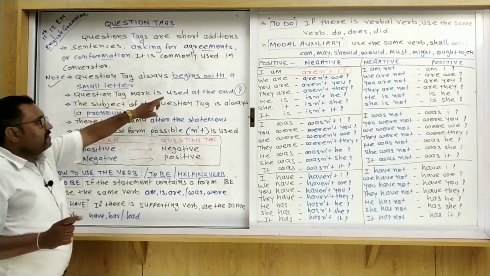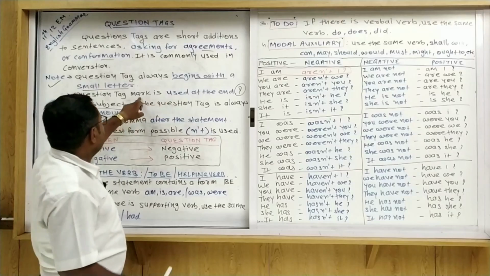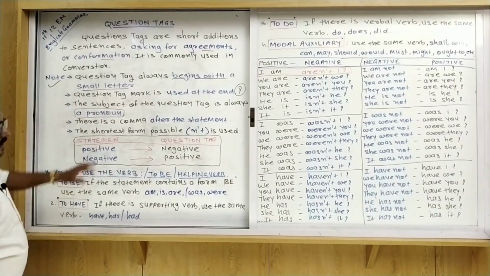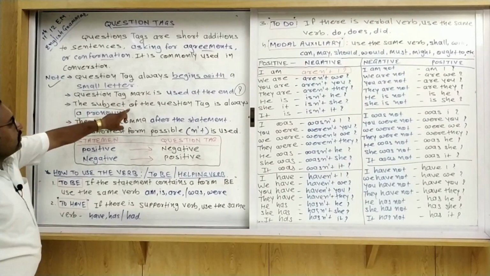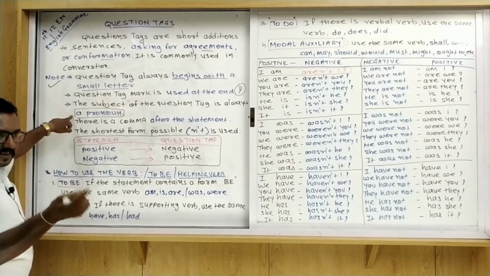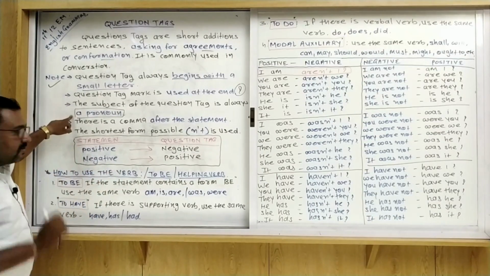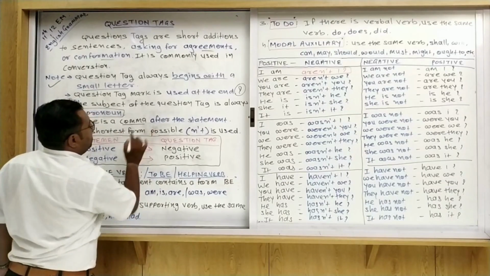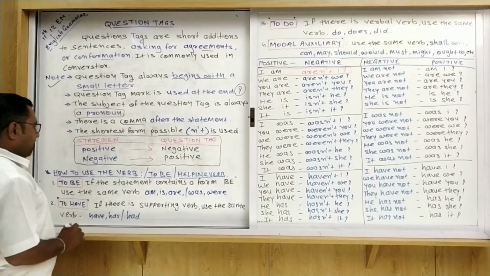So first of all, a question tag always begins with a small letter. Another thing, the question mark is always used at the end. And another thing is that the subject of the question tag is always a pronoun. Rahul means he. Sheetal means she. There is a comma after the statement.